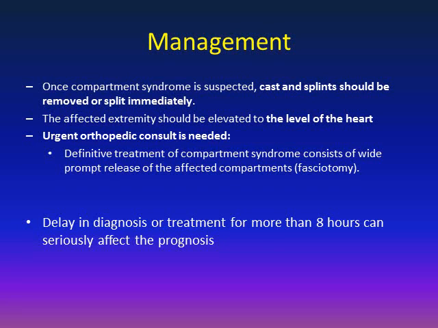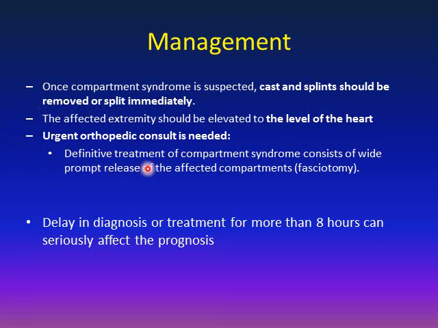So what is the management of compartment syndrome? Once compartment syndrome is suspected, you have to start moving quickly. So first thing, the cast and splint should be removed or split immediately, and it has to be split completely. And then the extremity should be elevated to the level of the heart. If you raise it above the level of the heart, remember you're going to decrease your perfusion pressure, and if you put it below the level of the heart, that may cause more swelling. So the best thing is to keep the extremity at the level of the heart.